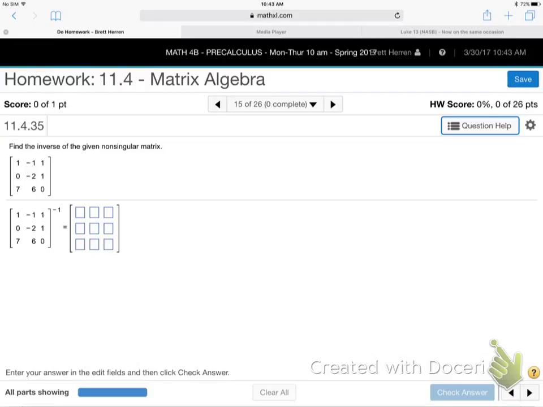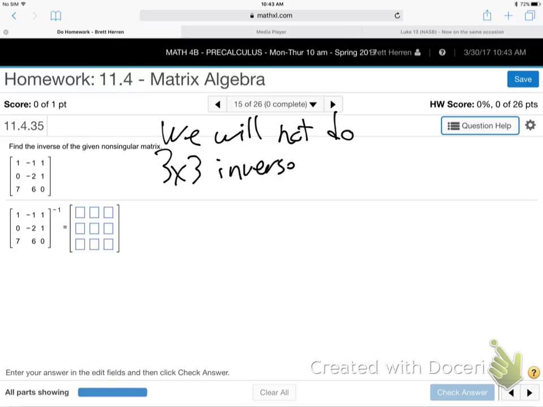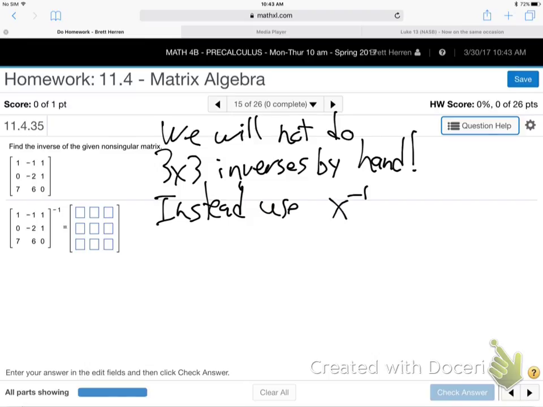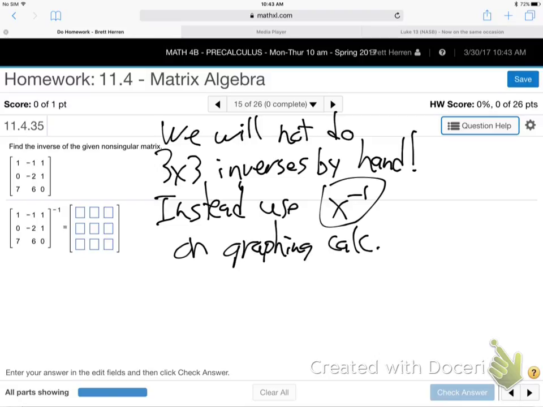All right, so we will not do 3 by 3 inverses by hand. Instead, use the x to the minus 1 key on the graphing calculator. So just type that whole matrix in, put it in matrix A, and then put A and hit the inverse button and hit equals. Somebody got it? What, am I going too quick? So just put that thing in and hit the inverse button.